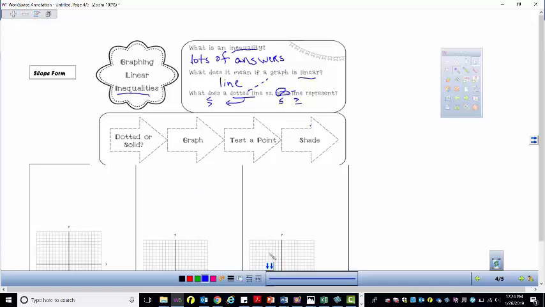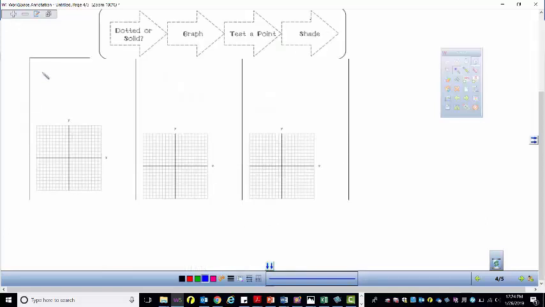All right, so let's see if we can try one. I have the steps down here. Here are our 4 steps that we're going to do with our problems today. The first one: y is less than x plus 3. The first question you have to ask yourself is, is it dotted or solid? I look at my symbol, it is less than. So that means this is going to be a dotted line because it's less than.